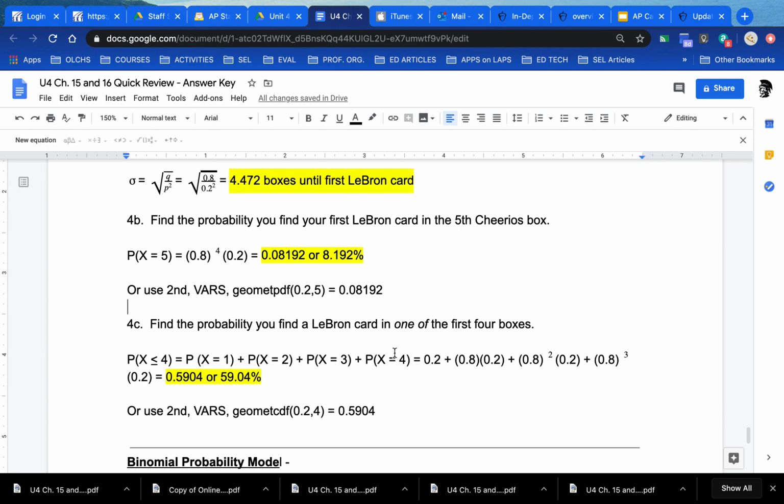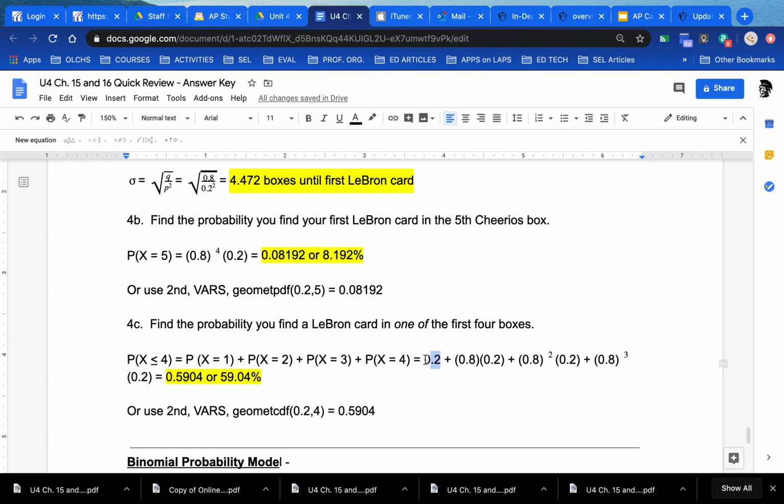Now the official work, you don't have to write all this. If you have the time when you take the test, they would like to see this. The probability of being less than or equal to 4 boxes is like saying I could have got it on the first box, the second box, the third box, or the 4th box.